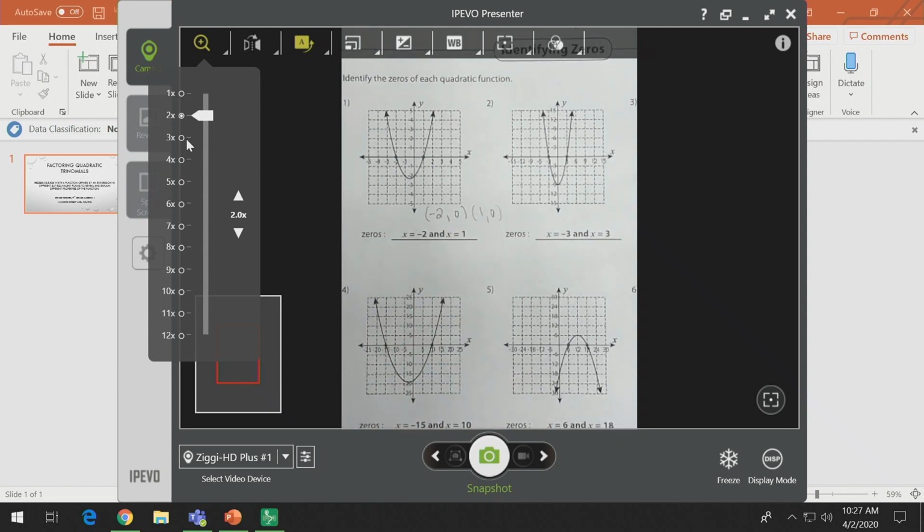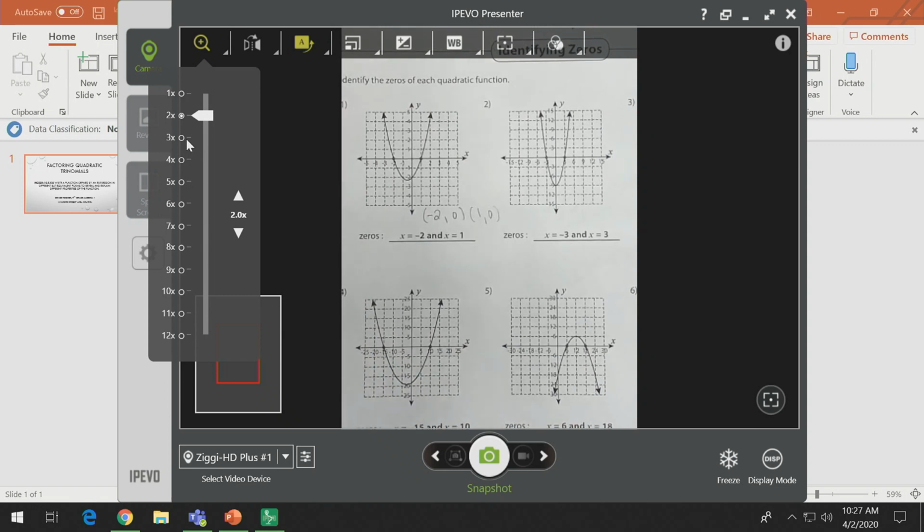So keep that in mind. That's going to help us with what we're going to do next. And that's sort of the focus of today's lesson.